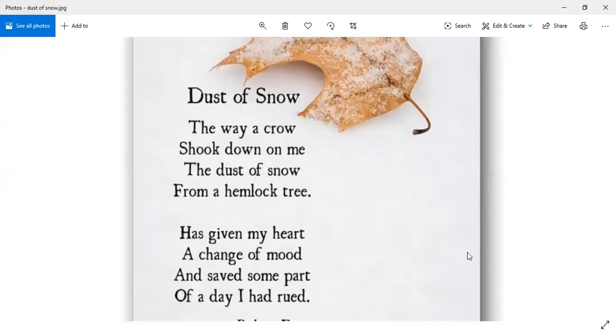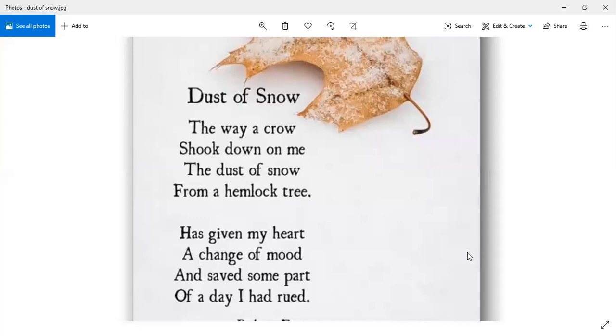So the snowflakes suddenly fell on the poet. These snow particles are very fine particles, and so they have been compared here with dust. So this dust of snow fell on him, and it fell from the hemlock tree.